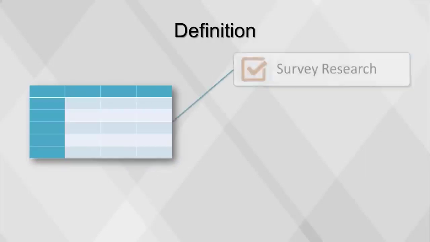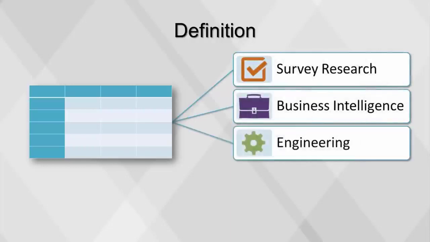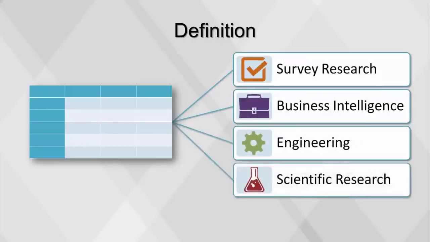In statistics, a contingency table is a type of table in a matrix format that displays the multivariate frequency distribution of variables. Contingency tables are heavily used in survey research, business intelligence, engineering, and scientific research. They provide a basic picture of the interrelation between 2 or more variables and can help find interactions. A contingency table is also referred to as a two-way frequency table.